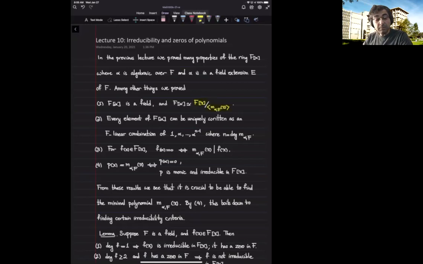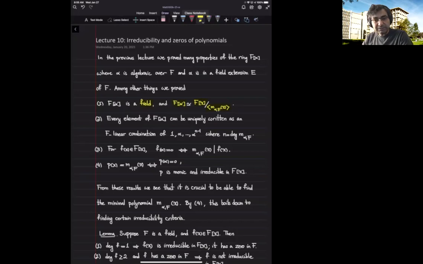And we showed that this minimal polynomial is an irreducible polynomial. And then based on the fact that the ideal generated by an irreducible element in a PID is always maximal, we deduced that F[alpha] is a field.